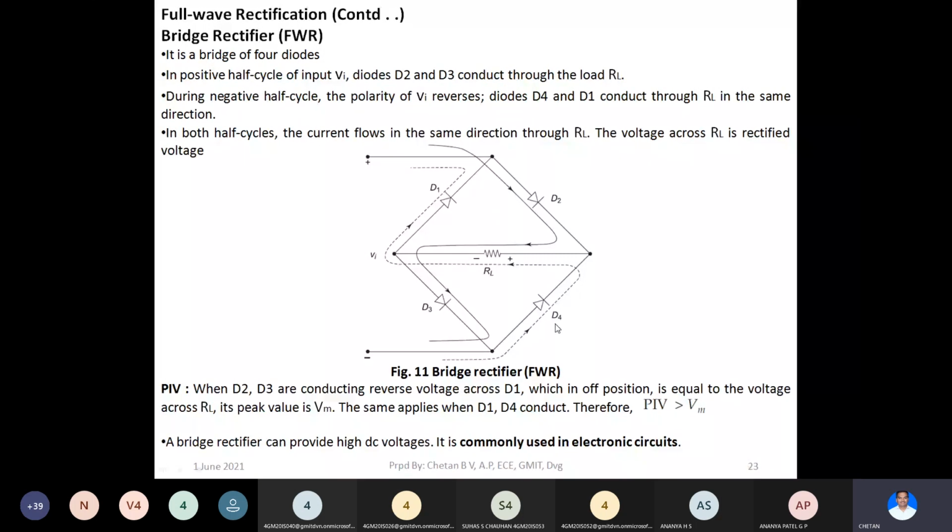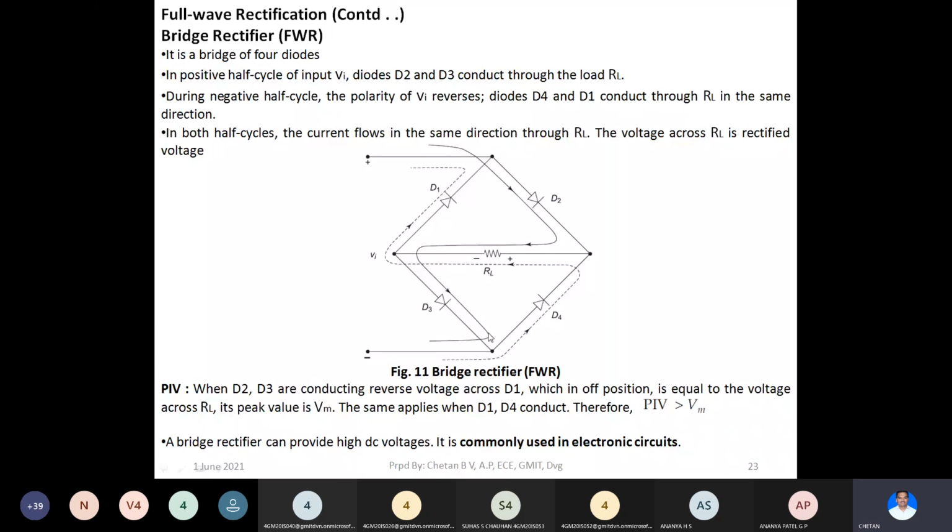Therefore, both D4 and D1 will be forward biased during the negative half cycle, and the dotted line indicates the flow of current. So it will flow through D4, through RL, and through D1 to the negative terminal of supply during the negative half cycle. So during both the positive half cycle and the negative half cycle, the current will flow in the same direction through this RL. Here you can see the negative half cycle result. So current is flowing from the positive terminal of the resistor to the negative terminal of the resistor. During the positive half cycle also, the current is flowing from the positive terminal of the resistor to the negative terminal, right?